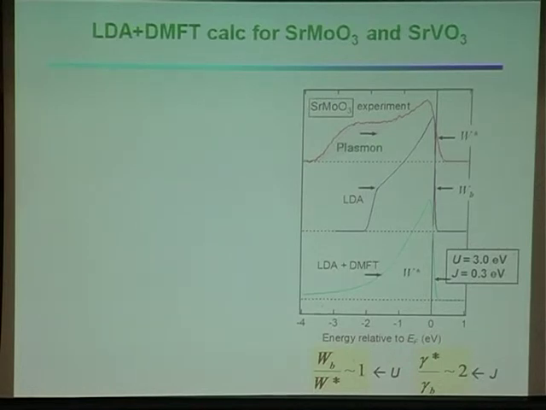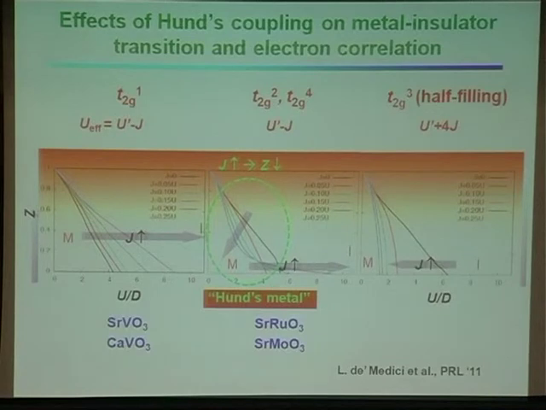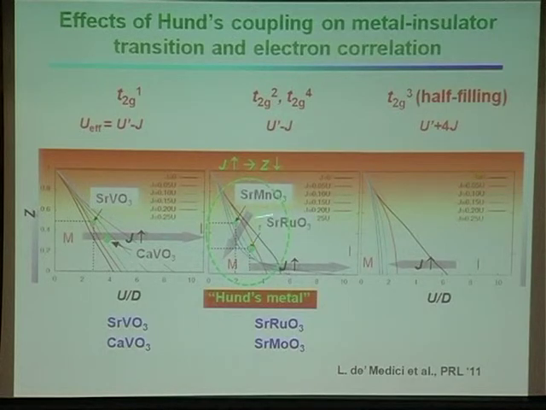experimental specific heat is enhanced, which is different, again, different from the d1 system. So maybe we plot this strontium vanadate and calcium vanadate, and strontium, sorry, this is molybdate, and ruthenate.